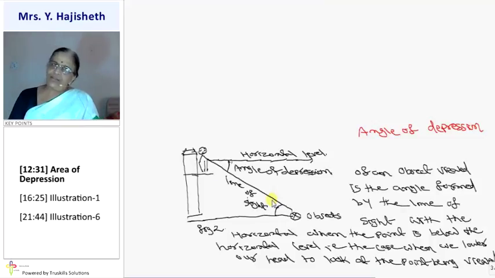So angle of depression and angle of elevation, right? ऊपर से नीचे और नीचे से ऊपर हम कर सकते हैं. क्लियर? डिप्रेशन को नीचे ला सकते हैं हॉरिजॉन्टल नीचे बना के, और इलेवेशन को ऊपर हॉरिजॉन्टल बना के ऊपर ले जा सकते हैं. क्लियर? Are you clear about line of sight, horizontal level, angle of elevation and angle of depression? Are you very clear about these four concepts?